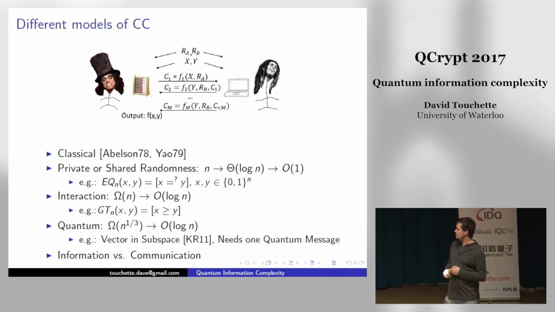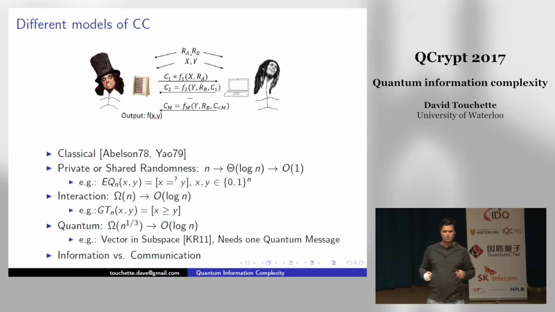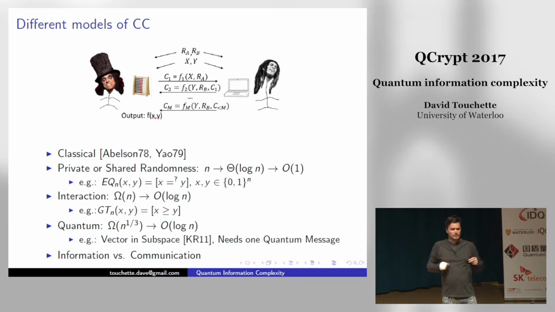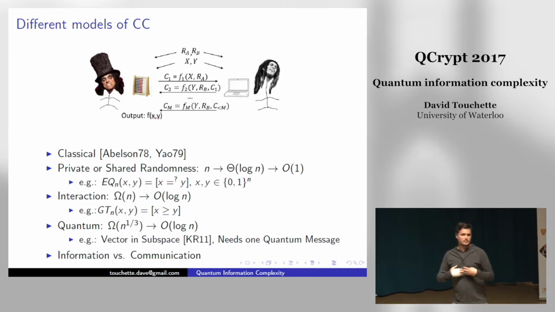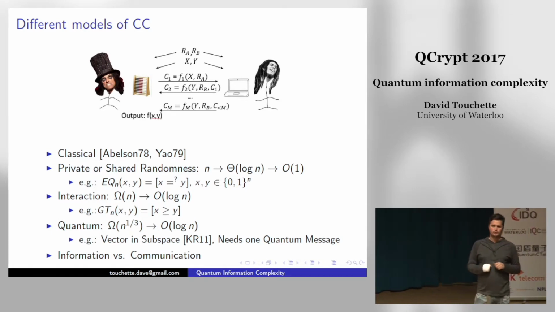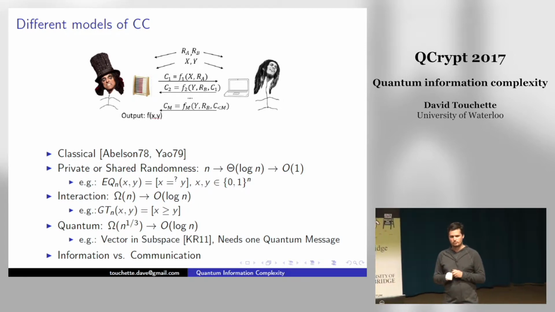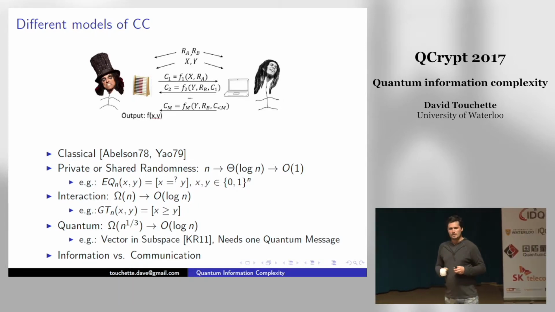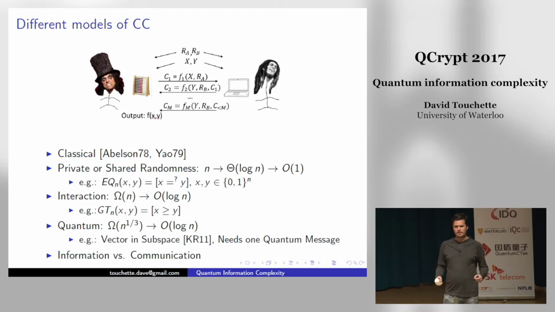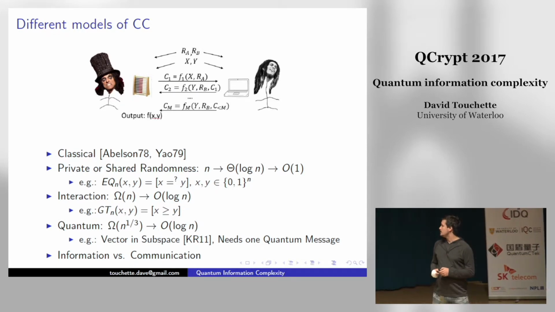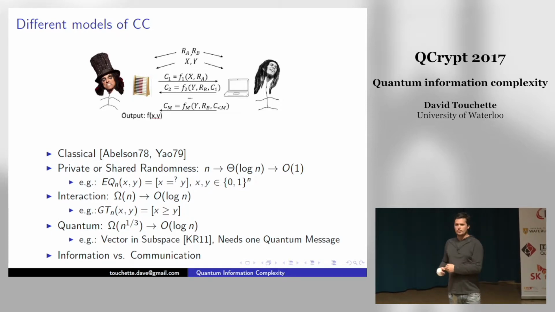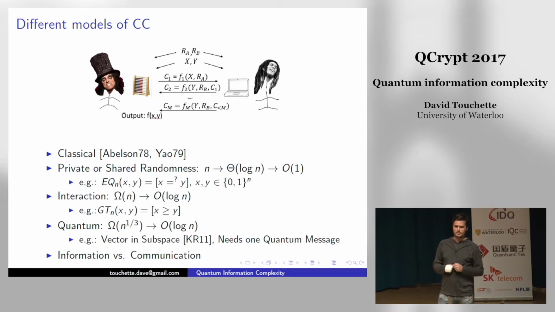An example of a function where randomness helps a lot is the equality function. Alice has input x, Bob has input y, and they wish to know if x is equal to y. If the protocol is deterministic, essentially they have to exchange their whole input in order to compute the equality function. They must exchange n bits of communication. But then, if they have access to private randomness and they allow for a tiny amount of error, they can do a lot better, exponentially better, in fact. They can compute equality with only log n bits of communication in that case.